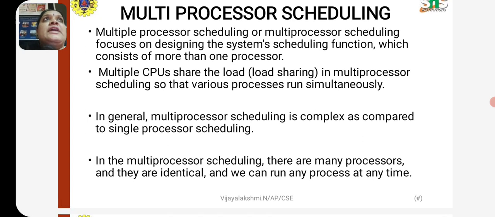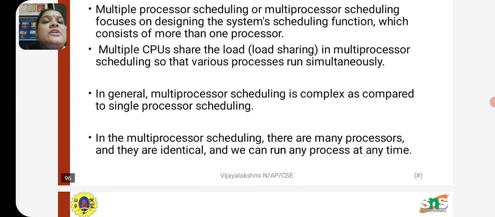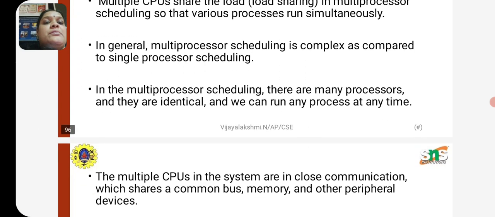we saw the drawbacks and advantages of both the systems. Why we need multiprocessor scheduling: the main concept here is load sharing. Simply, instead of dumping all processes into one single processor, we could use multiprocessor scheduling so that all the processes can run simultaneously. But the drawback is it's a complex structure as compared to single processor scheduling.